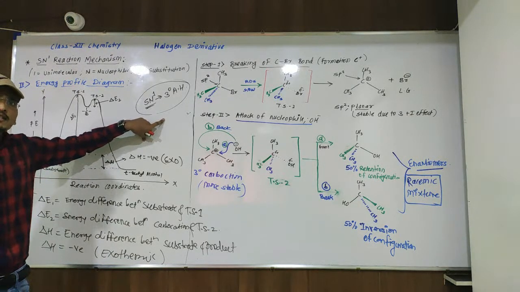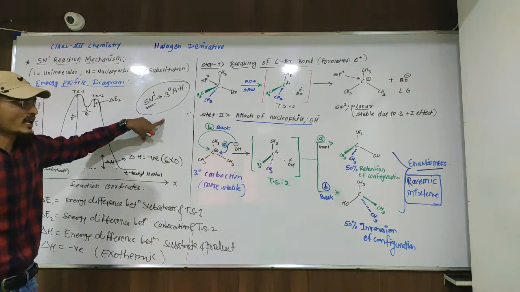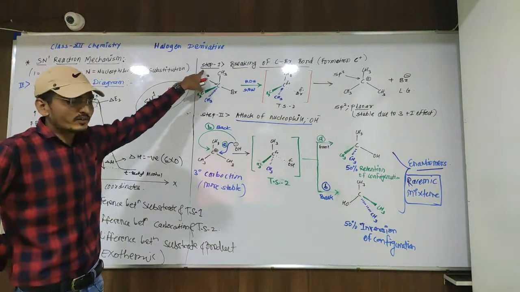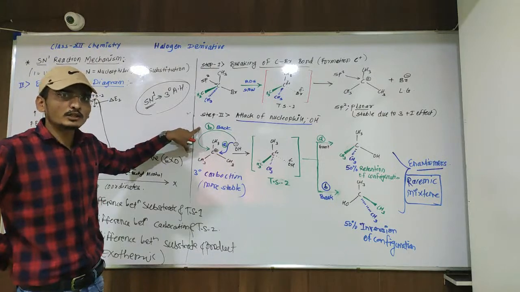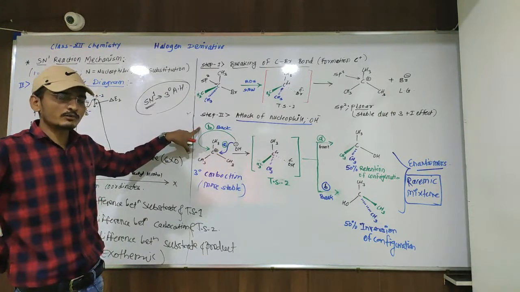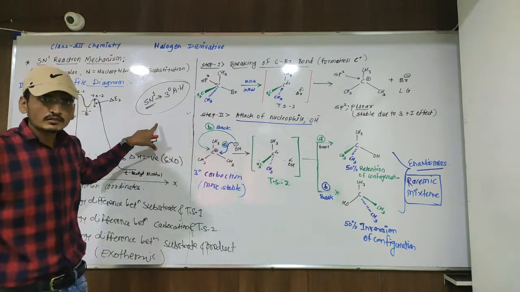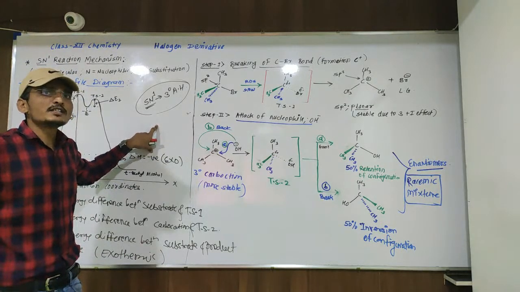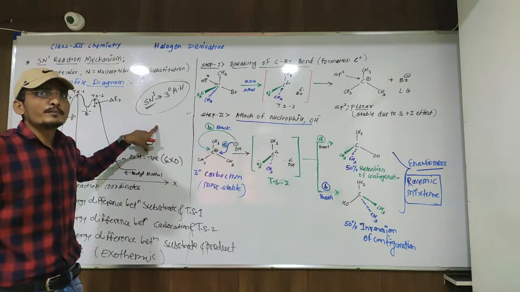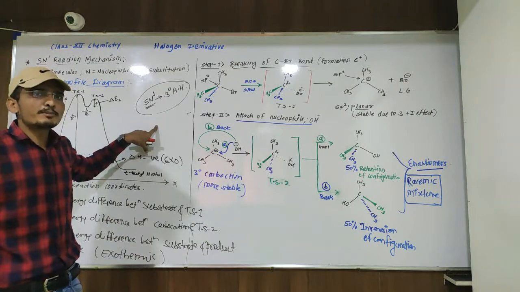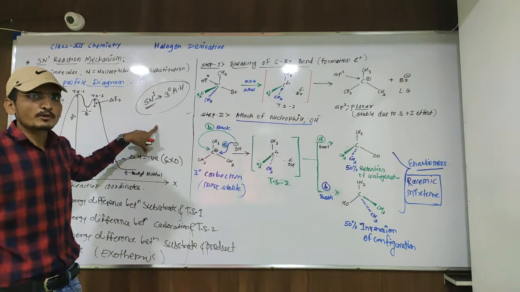How many steps are involved in this reaction? There are two steps, step first and step second. So it is a two-step mechanism. That is the important point here. What is the next point here? There is no simultaneous breaking of the C-Br bond and formation of the C-OH bond.